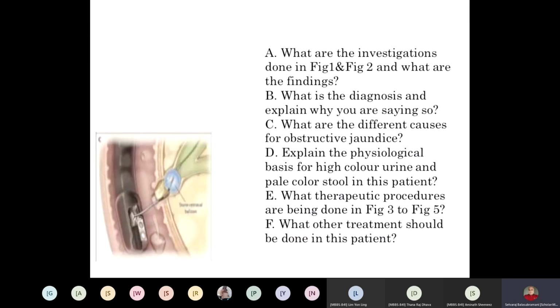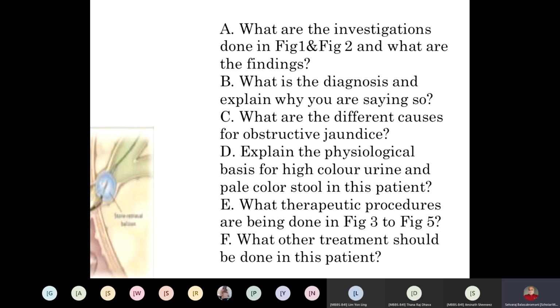What are the different causes for obstructive jaundice? Intraluminal causes? Choledocholithiasis. Clonorchis sinensis, and other parasites like Ascariasis. Okay, this is intraluminal. What about the cause in the wall?